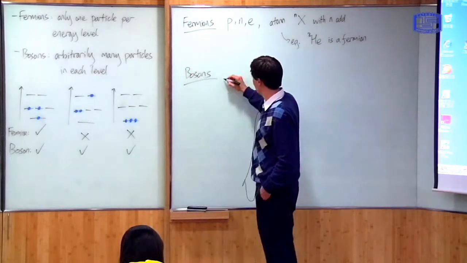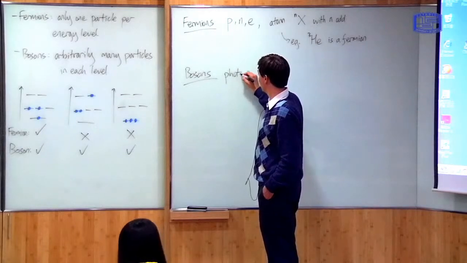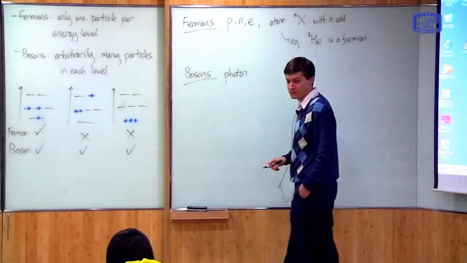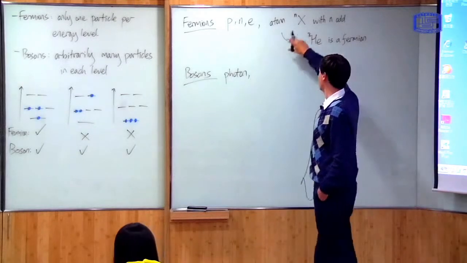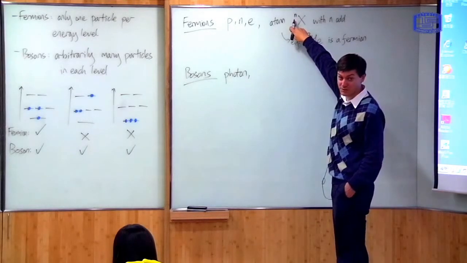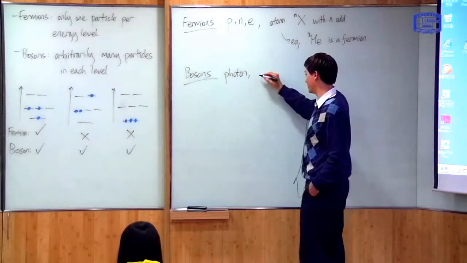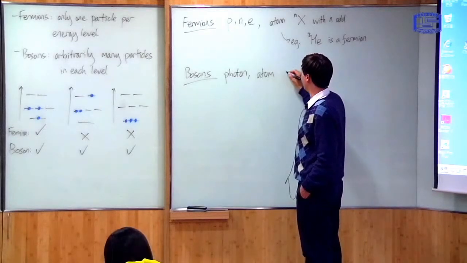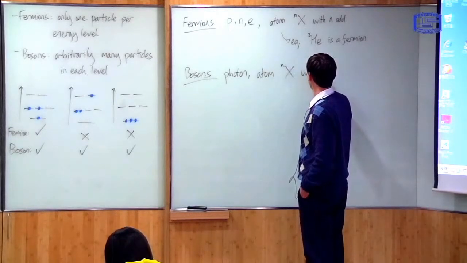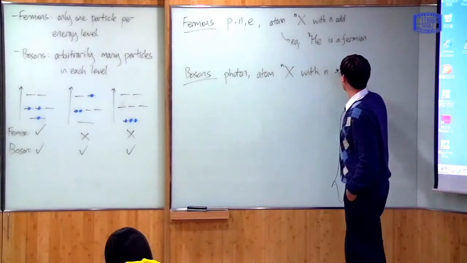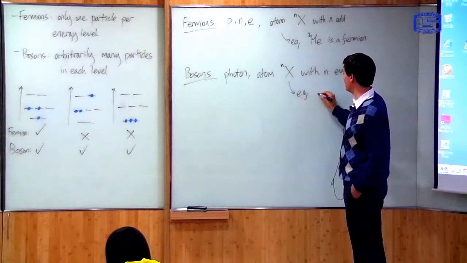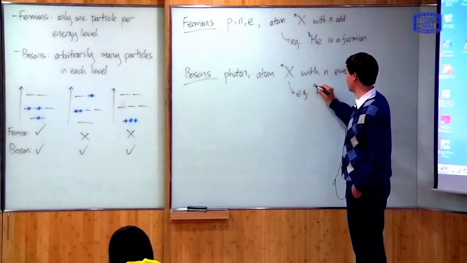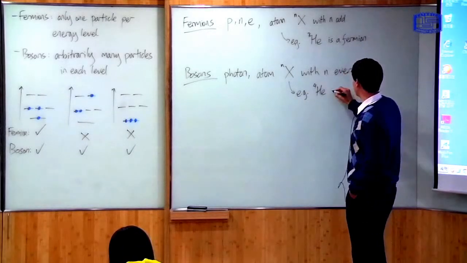Bosons, the most important boson is the photon, which is the particle of light, and also atoms which have an even number of particles in the nucleus behave like bosons. So atom X with n even. Okay, so again, an example of this is helium-4, which is the most common isotope of helium, this behaves as a boson.